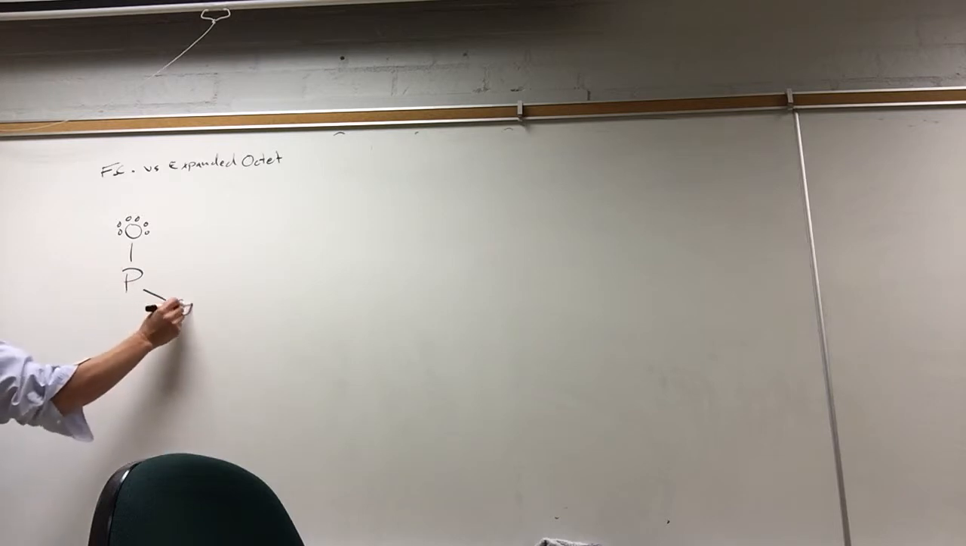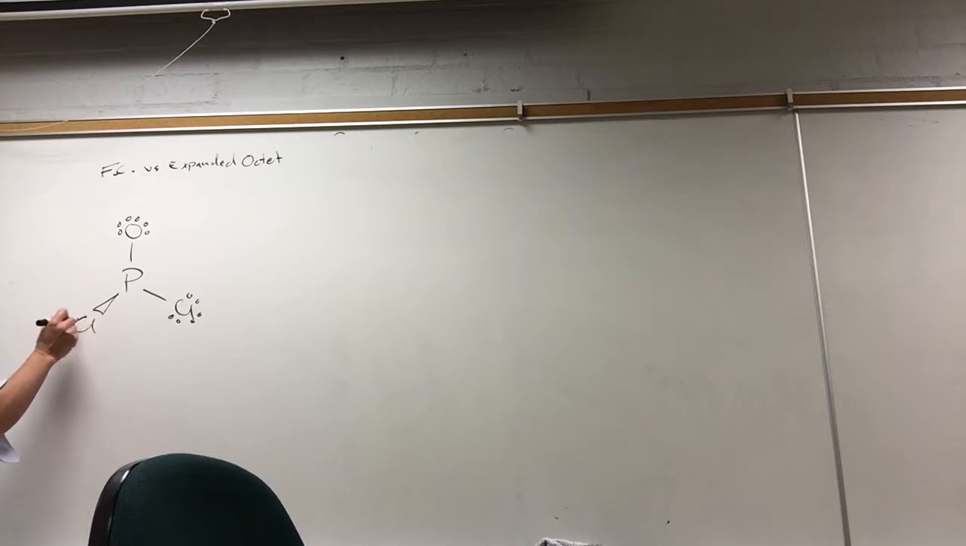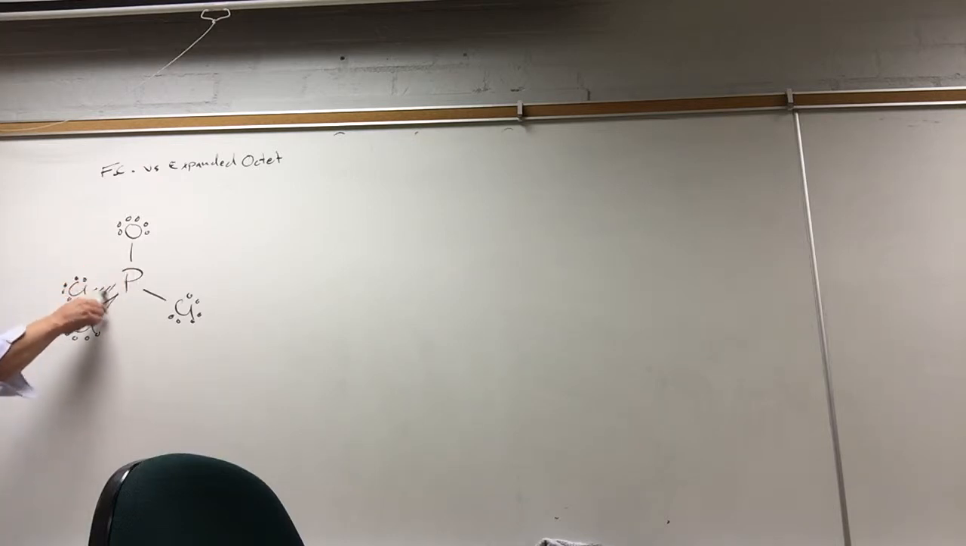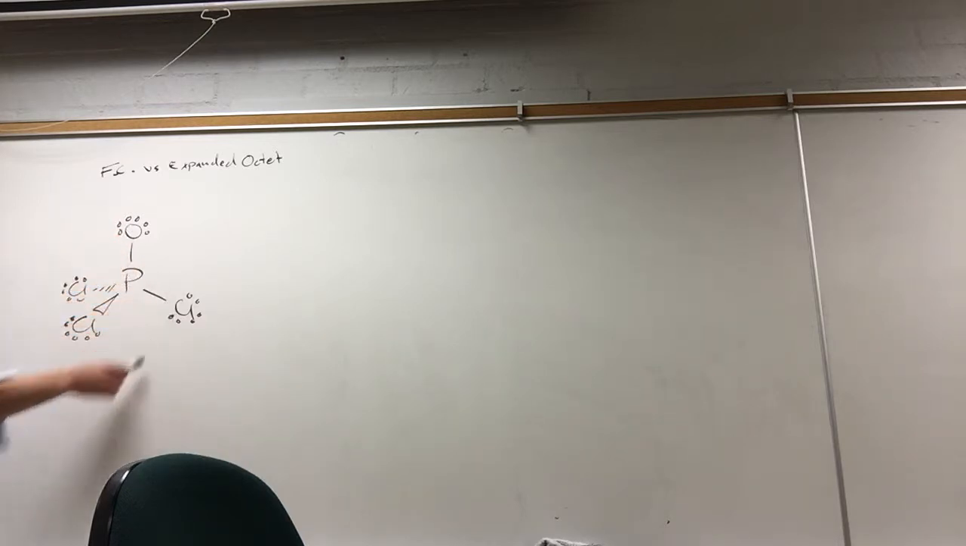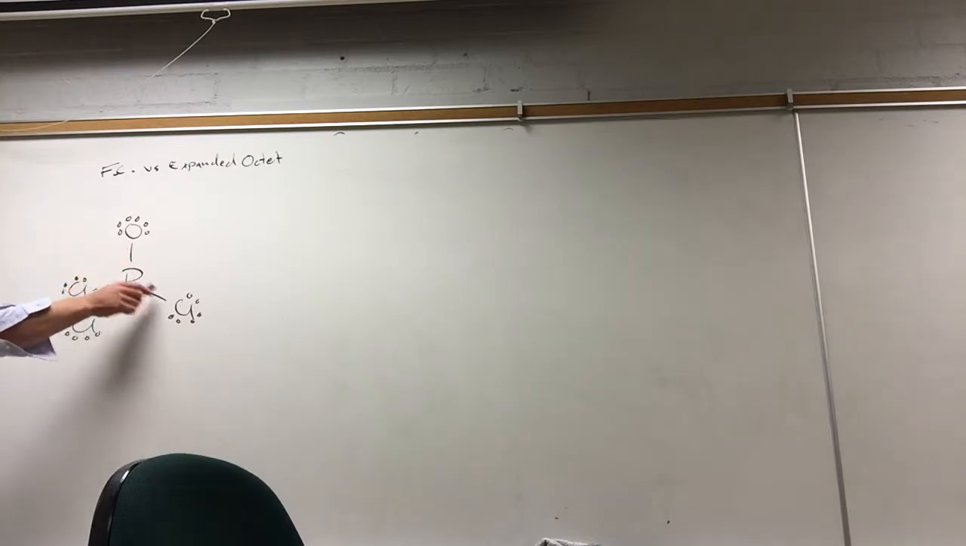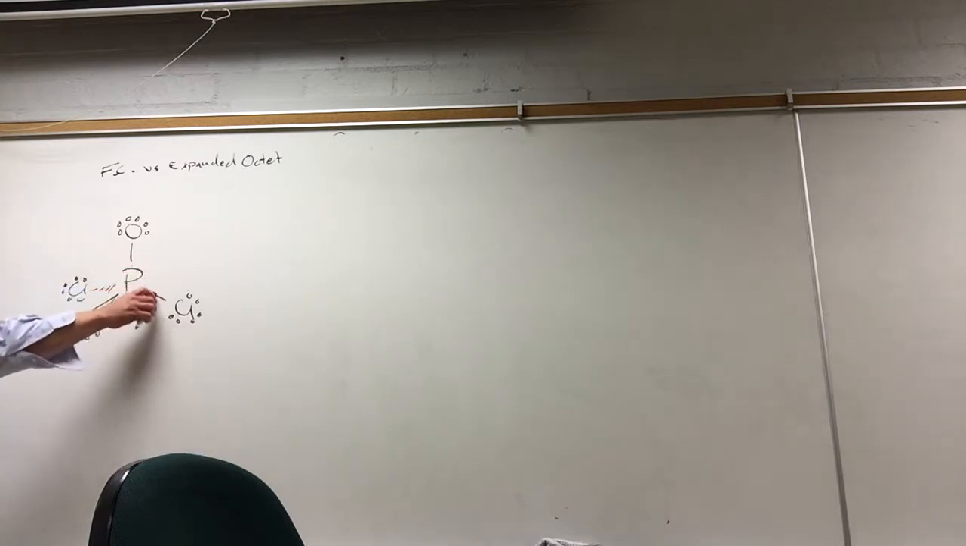And so if we have something like this, this is 4 groups, has 4 single bonds to it. And so the OPCl angle should be about what? The OPCl angle should be 109.